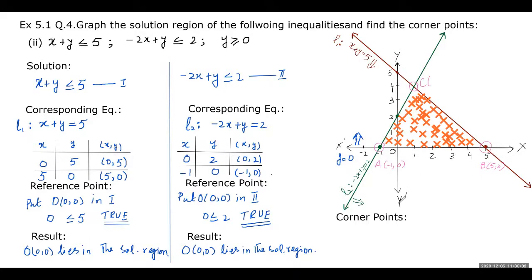because you can see my graph paper was not accurate. So I cannot calculate it directly from the graph paper. I'm going to solve it with the help of the lines. Let me write it here. Corner points are, corner point A is -1, 0. Corner point B is 5, 0. And the corner point C, what is it?